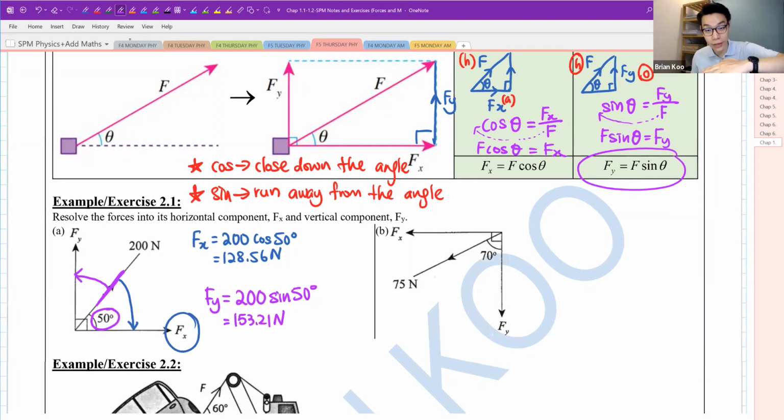Okay, close the 50 degree or run away from the 50 degree. Some people will also ask me, teacher, can we go and find out? Some people feel like they don't like to use the sine. They feel like it's very hard to see the run away from the angle. Then they say, oh, can we find out this angle or not? Can also. This one would be what? 90 degree minus 50, right? Because the whole thing is 90. Okay, this angle would be 40 degree.